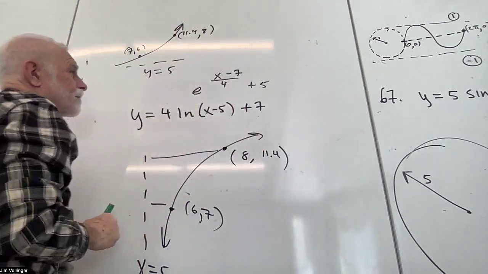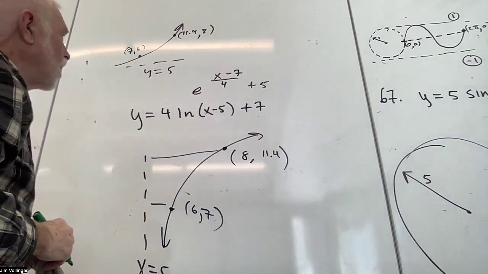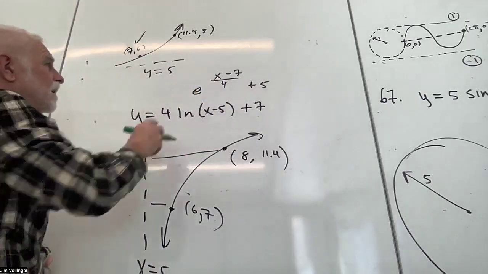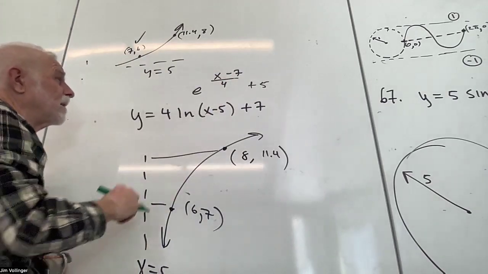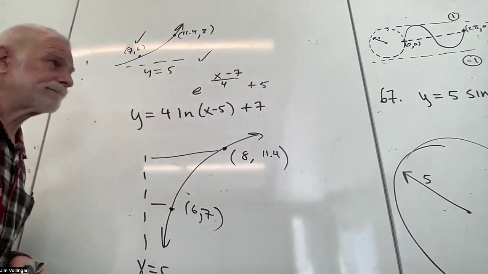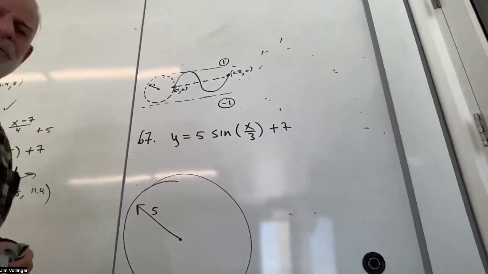Let's see. Let's put 7 in. 7 minus 7. Oh, e to the 0, 1. 1 plus 5, 6. Wow. 11.4 minus 7, 4.4 divided by 4, 1.1. E to the 1.1, 3 plus 5, 8. Amazing. It works.